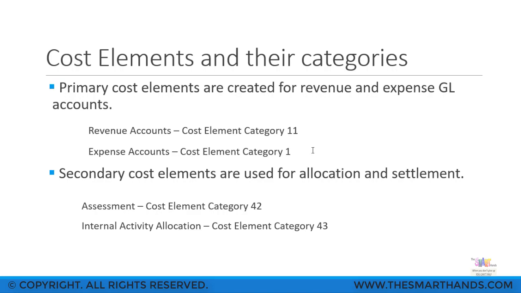For certain sales deduction accounts, you can use cost element category number 12. But most commonly, you use 11 and 1 for your revenue and expense accounts. Secondary cost elements are used for allocations and settlements. For example, when you're using cost center assessment, you use cost element category number 42. For internal activity allocation, you use cost element category number 43.